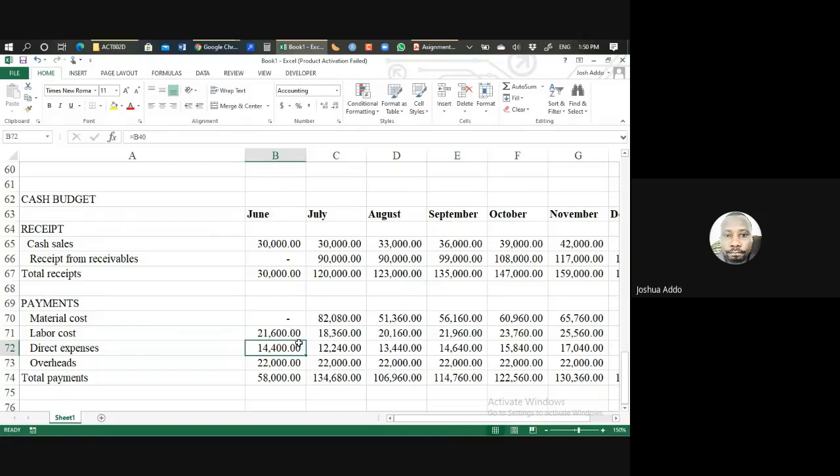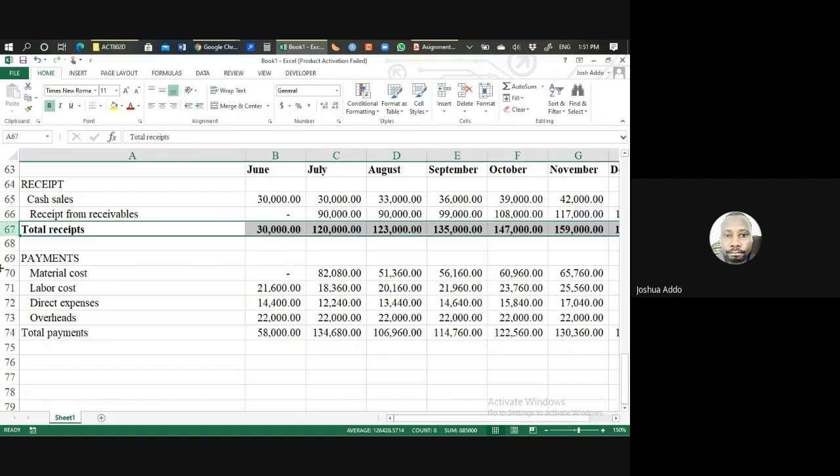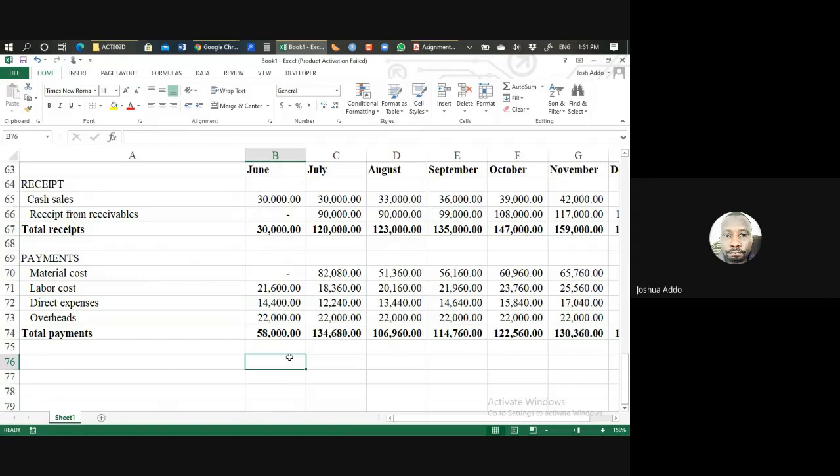Then we have to do, for each period, how our receipts are doing against our payments. Let me bold the receipts, and then the payments, because you are looking at the two. You have to know how you are doing in receipts against payments. So we calculate what is called surplus.